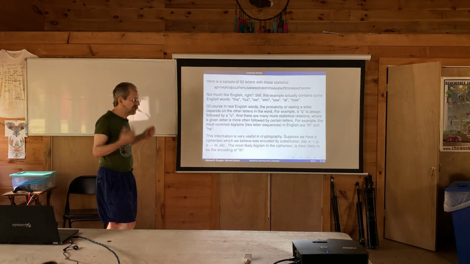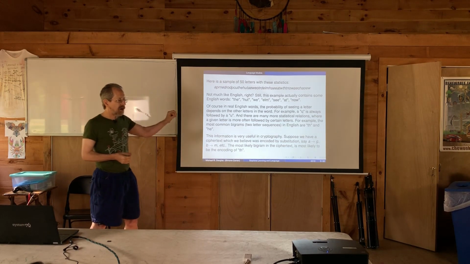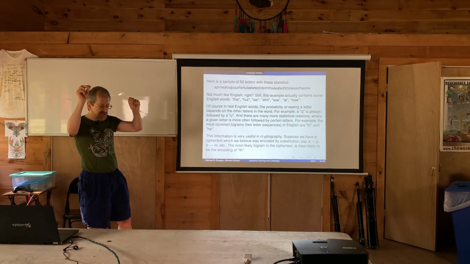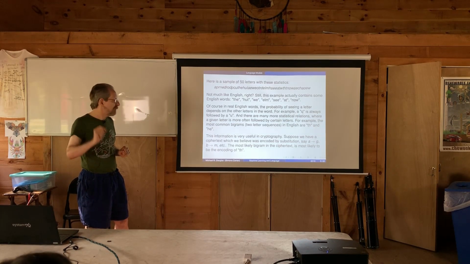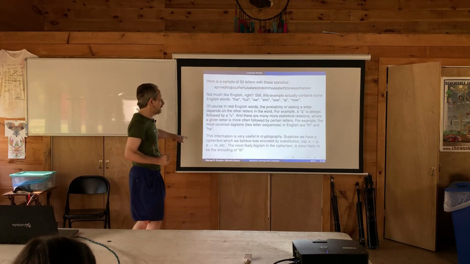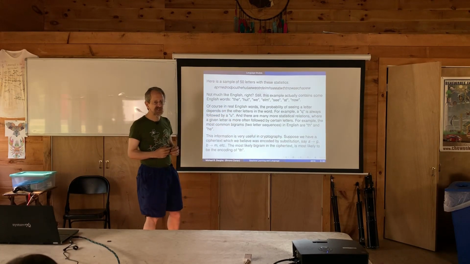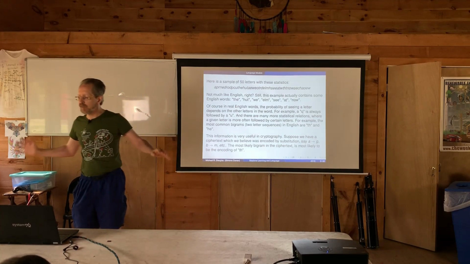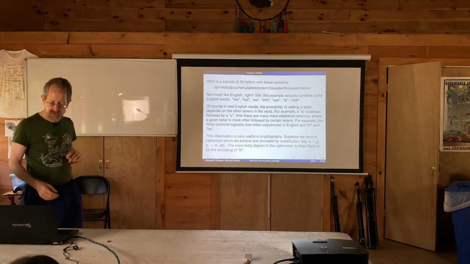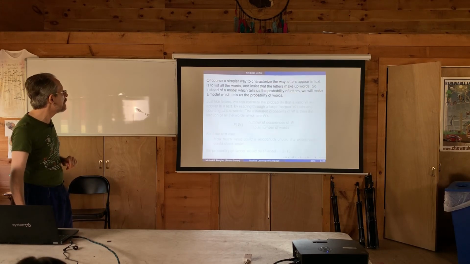So a simple thing you could do with a computer is take all the bigrams, all the pairs of letters, find out what's the most common pair, then probably that maps back into the most common bigram in English, which is TH. Not definitely, but probably. And so you have to be able to use this kind of statistical information.